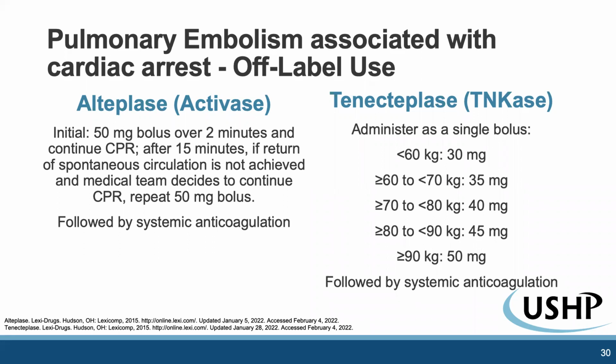And then for tenecteplase, this is more of a weight-based dosing. You'd administer one single bolus based upon the patient's weight, or rather an estimate of the patient's weight if you do not have it in a chart system such as Epic. For example, if the patient weighs 65 kilograms, then your single bolus would be 35 milligrams. And this too would be followed by systemic anticoagulation after achieving ROSC, most likely with heparin.